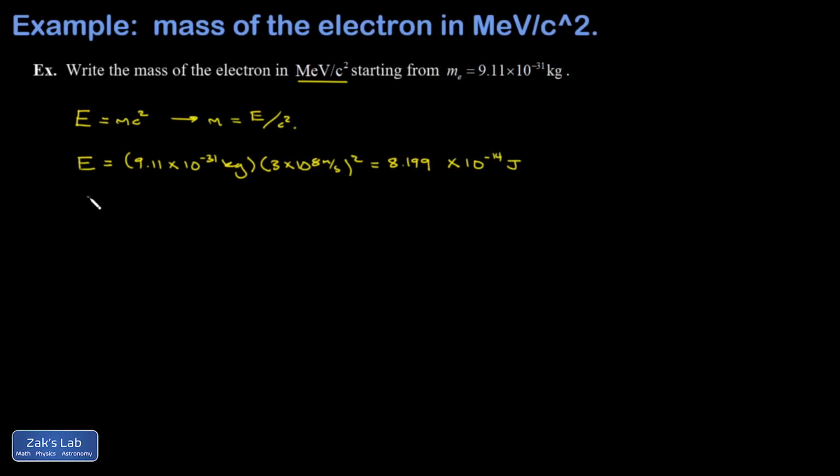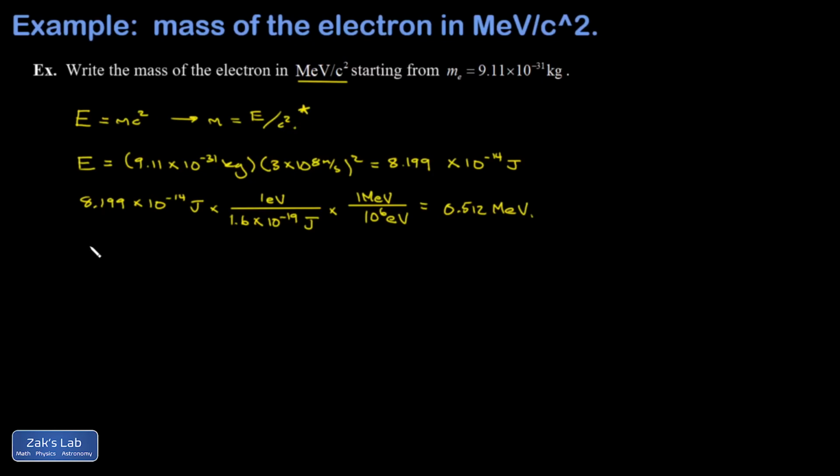Now we convert that energy into mega electron volts. And we remember that there's 1 eV for every 1.6 times 10 to the negative 19 joules. That's the energy of an electron passing through a 1 volt potential difference. And then we'll convert to MeV, 1 MeV for every million electron volts. And this comes out to 0.512 MeV.